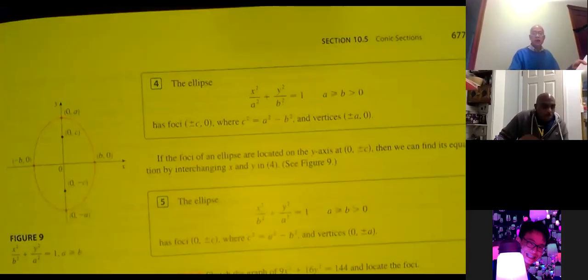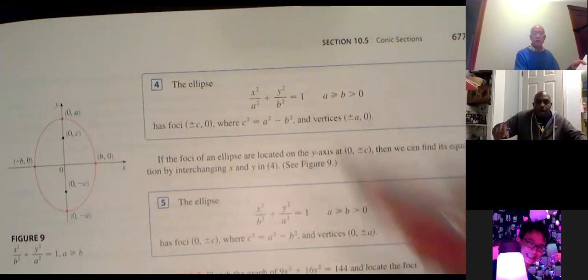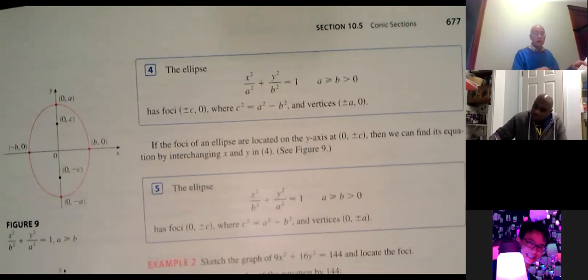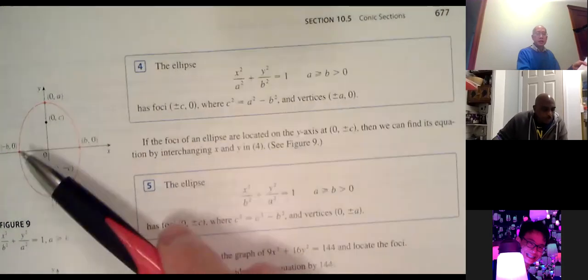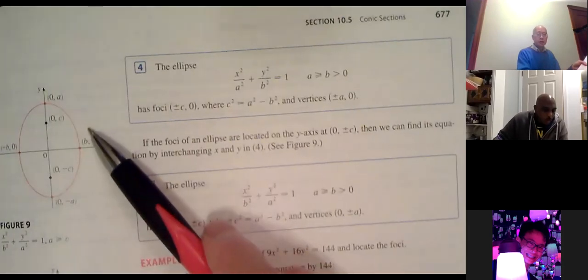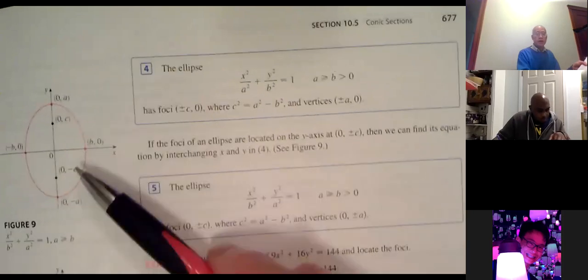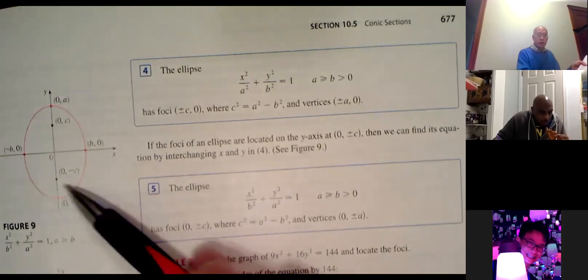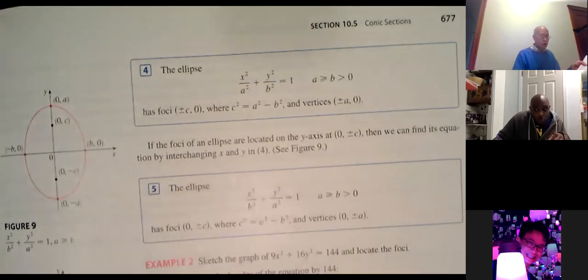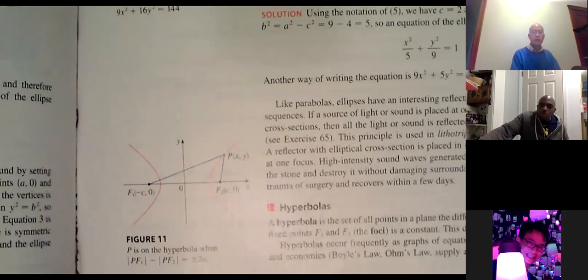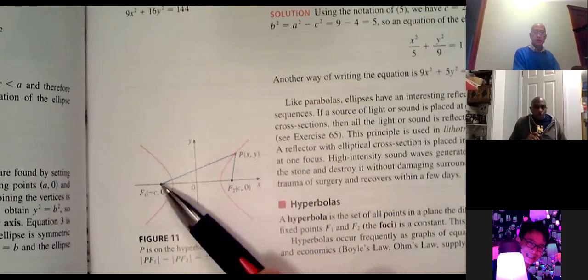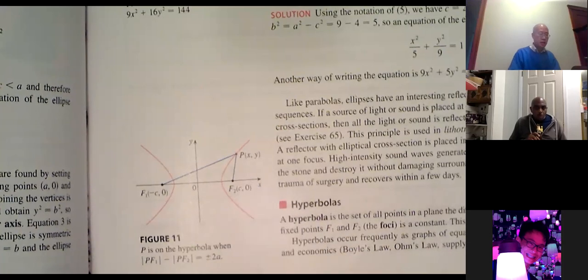For the ellipse, x squared over a squared plus y squared over b squared equals 1, or x squared over b squared plus y squared over a squared equals 1. The sum of the distances from the two foci is a constant. Like I said, suppose the value was 10, then this distance plus this distance is 10. And this point over here, this plus this is 10, and so on, all the way around. For the hyperbola, the difference of the two distances is a constant. So the hyperbola looks like this. This minus this is a constant.